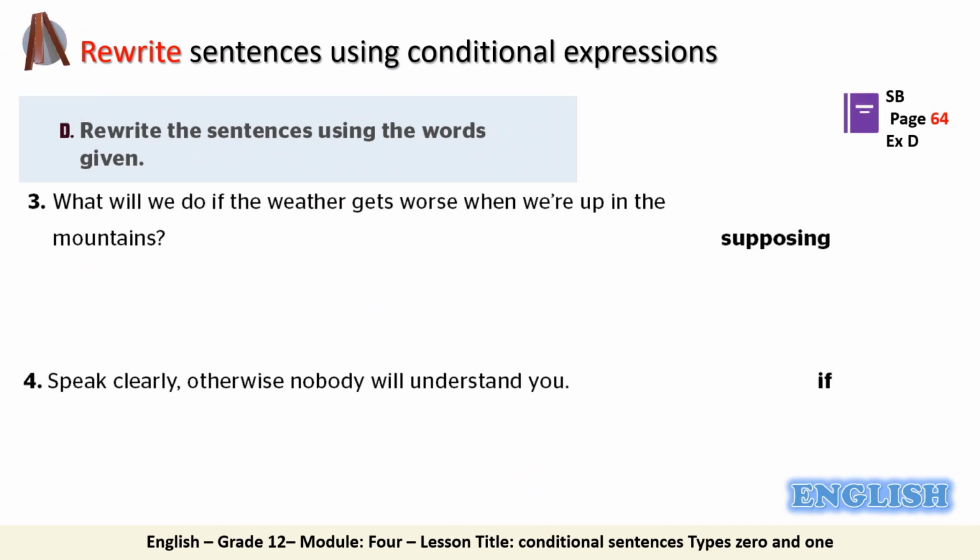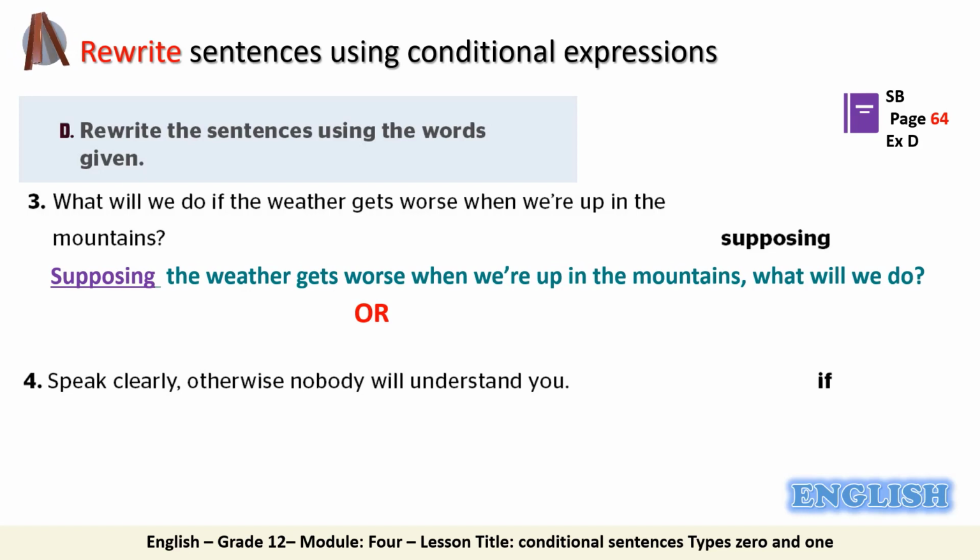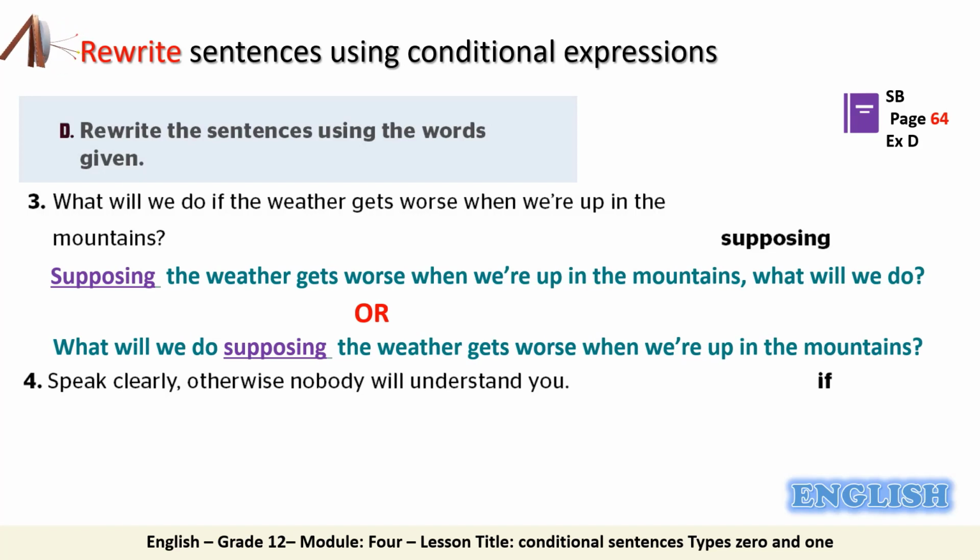We continue with the same activity. Now, sentence 3. How have you rewritten this sentence using supposing? Well done. You can say, supposing the weather gets worse when we are up in the mountains, what will we do? Or, if you want to start with the main clause, you can write, what will we do supposing the weather gets worse when we are up in the mountains?